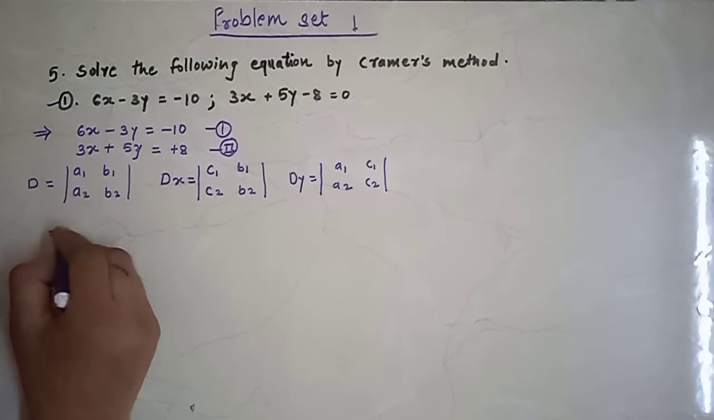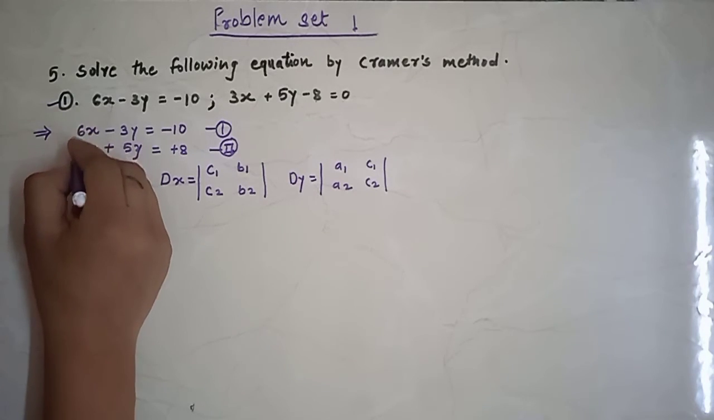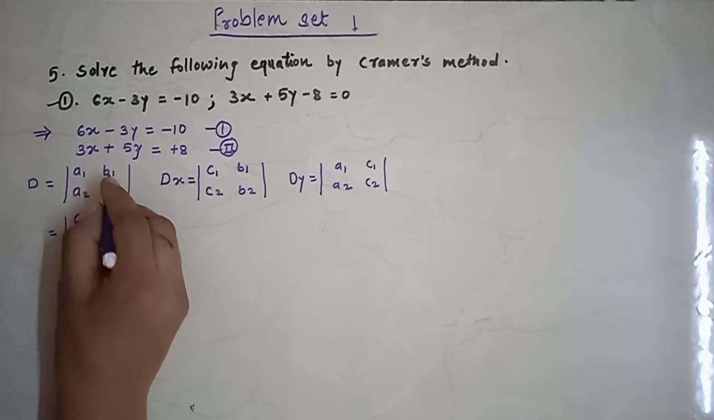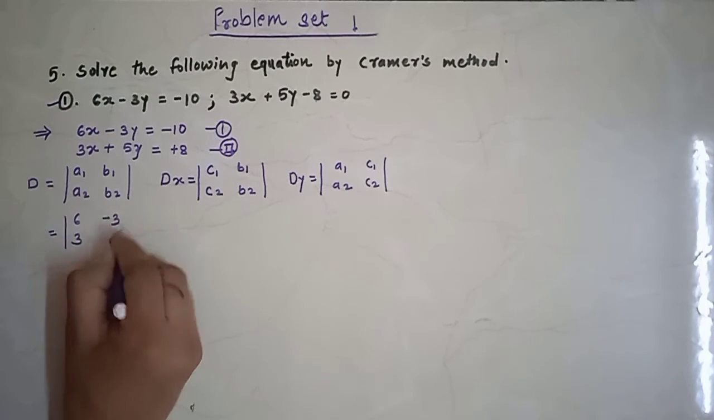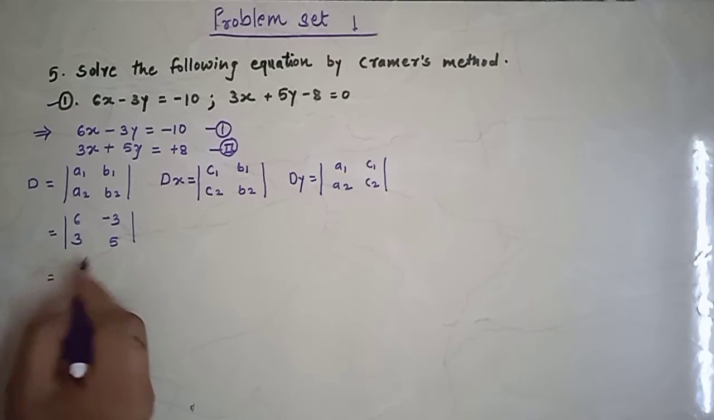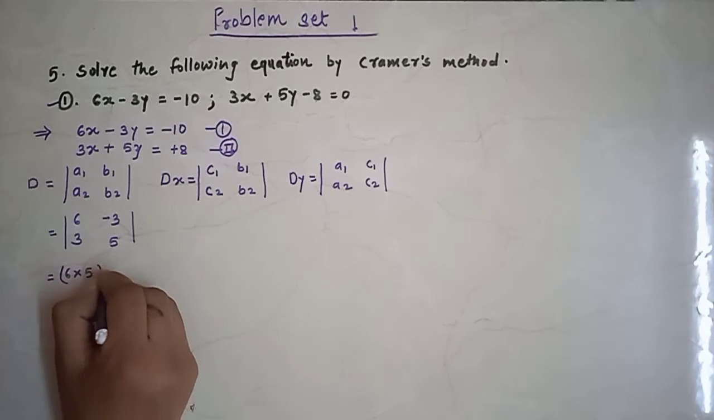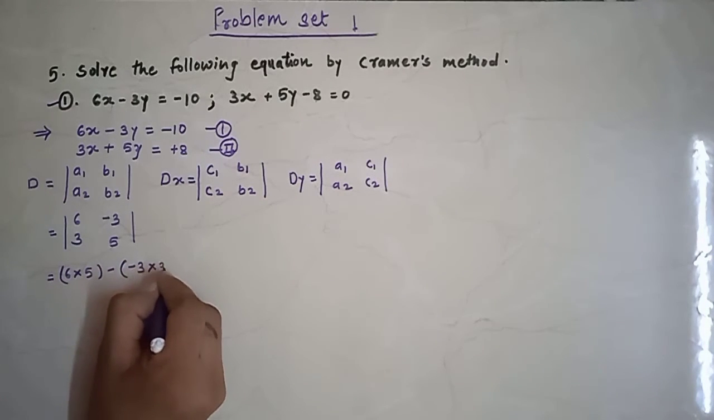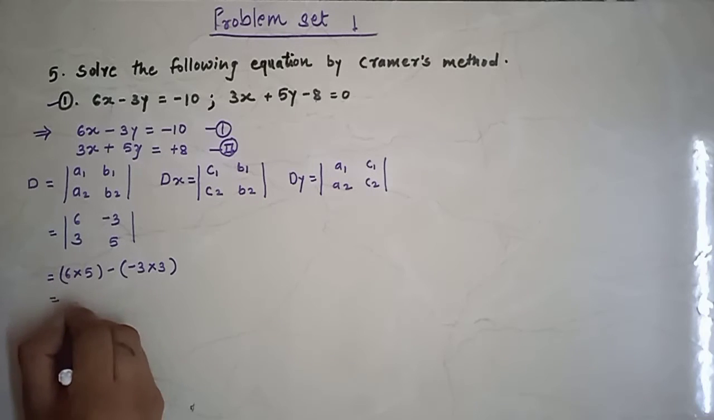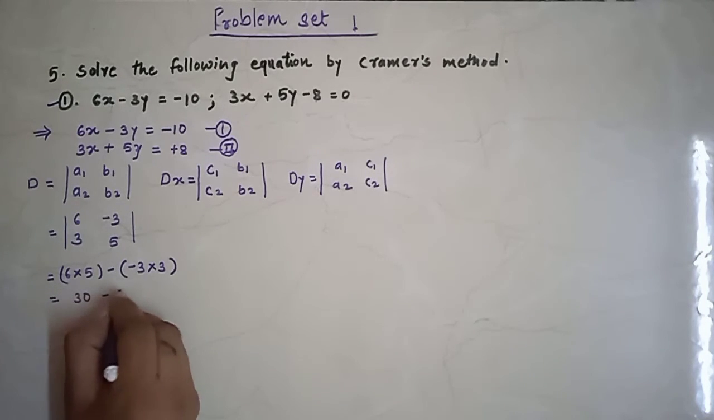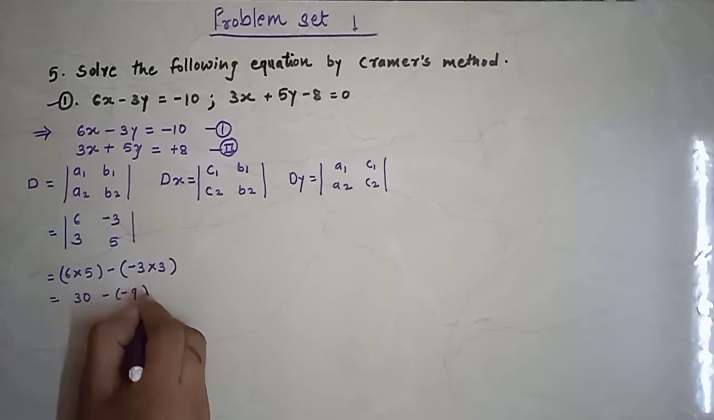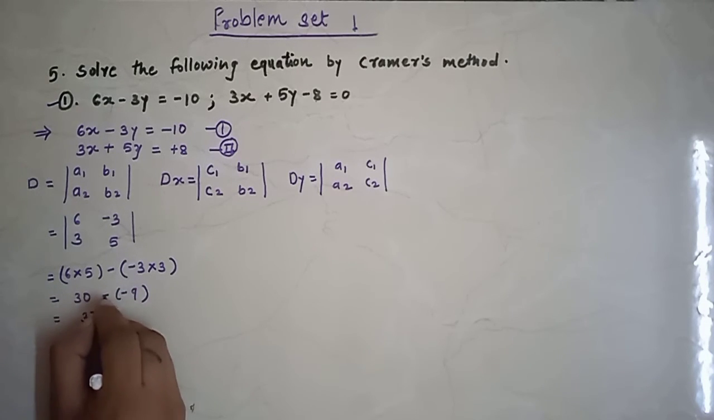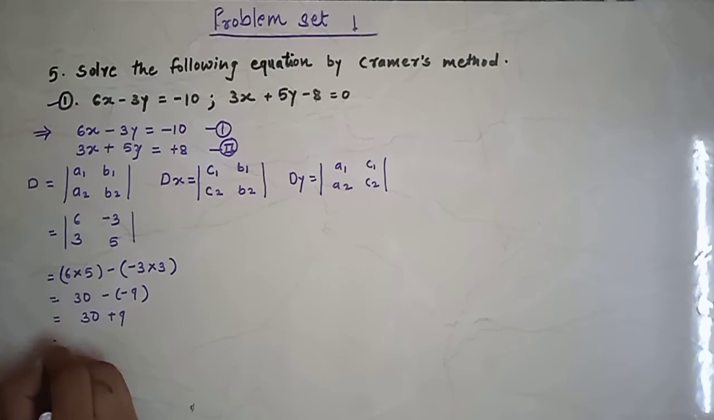So D is equal to a1 a2, which is 6 and 3, and b1 b2 is minus 3 and 5. Solve this by cross multiplication: 6 into 5 minus minus 3 into 3. So 30 minus of minus 9, so we get 30 plus 9, 39. Okay, so this is our value of D.